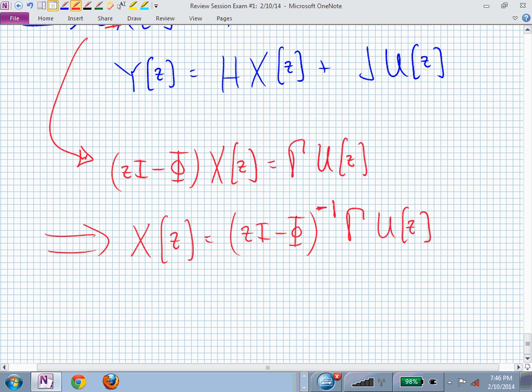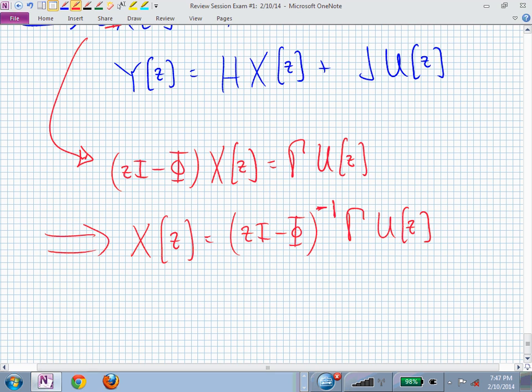Yes? Do we ever have to worry about the inverse not actually existing? So now the question was, do we ever have to worry about that inverse not existing? The short answer is no, because we have zI. Z is a variable, and I is an identity. So no matter what phi was, if phi was 0, we would still have that inverse existing, because z is a variable, and now we have z times the identity. That's a well-behaved matrix. It's a function of a variable, z, but that's okay. We can invert that matrix. We just have 1 over z's. If it's on the diagonal, that's an easy matrix to invert.